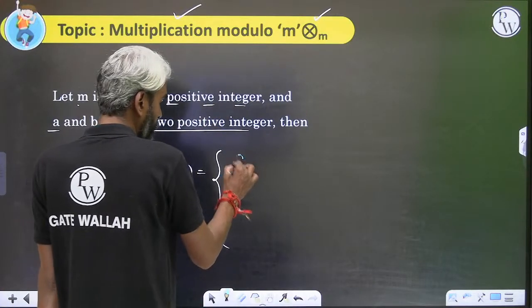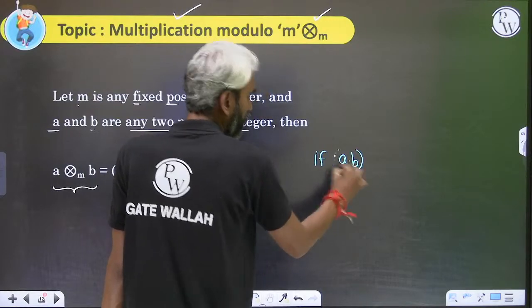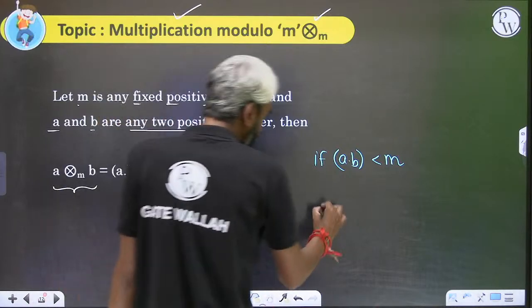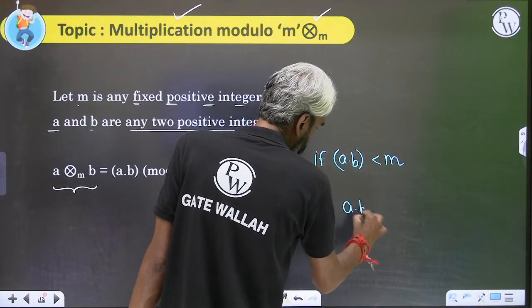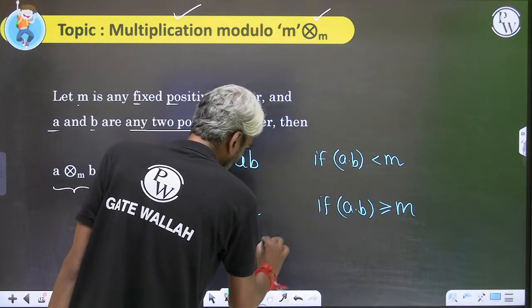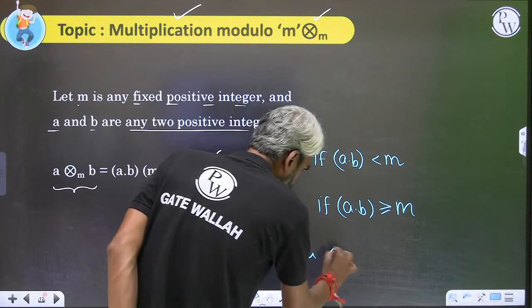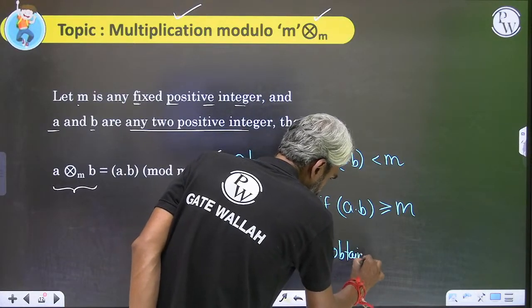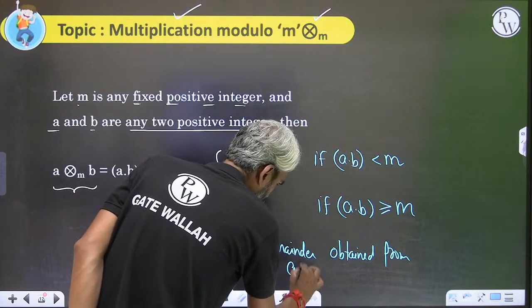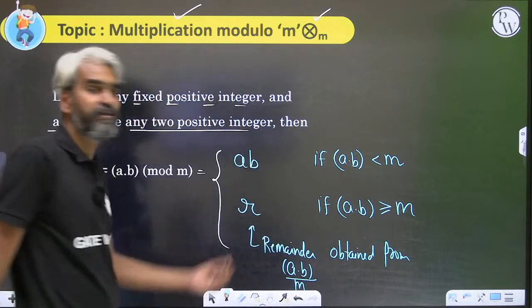So the remainder will be ab only if the value of a times b is less than m. This can be any value r if a times b is greater than or equal to m. R is what? Remainder. Multiply a and b, divide by m, whatever the remainder is, that will be your output.